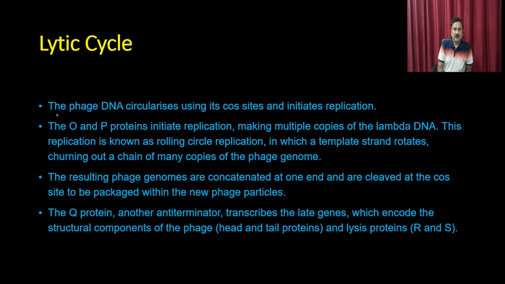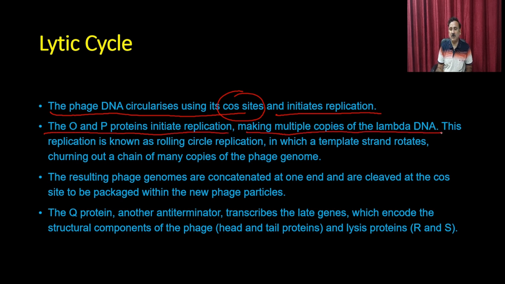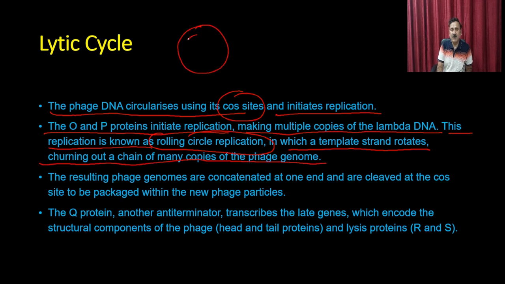The phage DNA circularizes using the cos sites and initiates the replication. The O and P proteins initiate the replication, making multiple copies of the lambda DNA. This replication is known as rolling circle replication, in which a template strand rotates, churning out a chain of many copies of the phage DNA. So, what happens is that once it gets circularized, it has a double stranded DNA, and it is going to follow the rolling circle model.